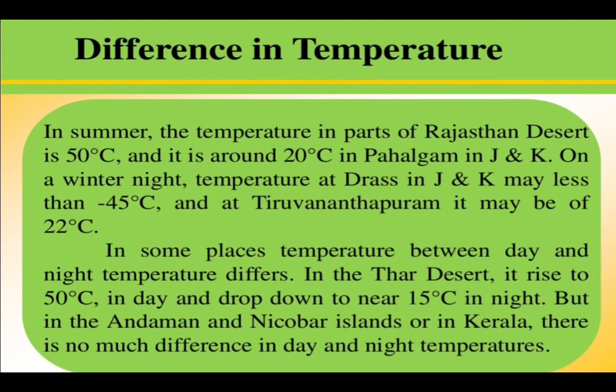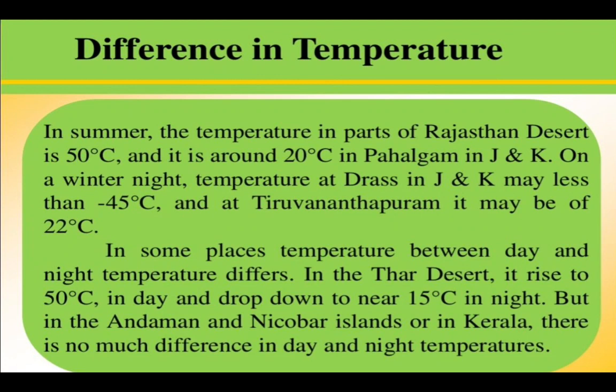Now what do we mean by difference in temperature? When we take a case study of India, so we are taking here the two different places where there is a large difference of temperature. In summer, the temperature in parts of Rajasthan desert is 50 degrees Celsius and it is around 20 degrees Celsius in Pahalgam in Jammu and Kashmir.